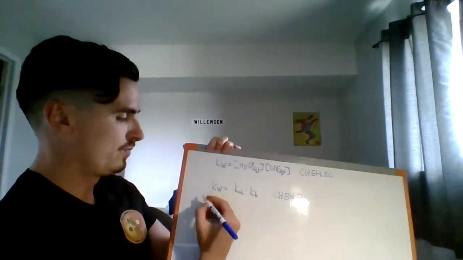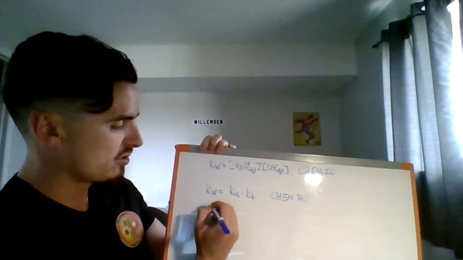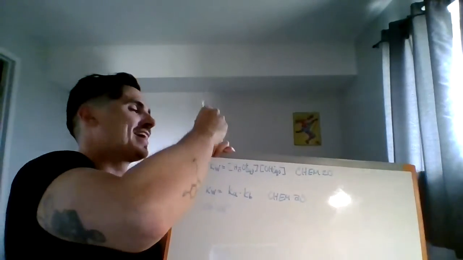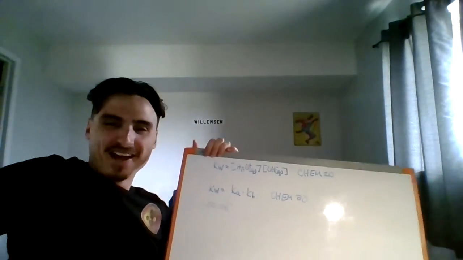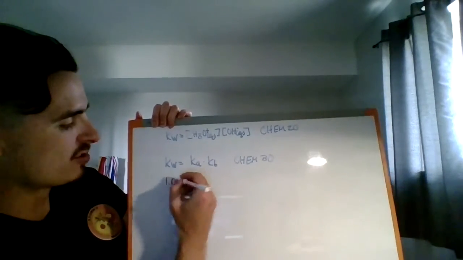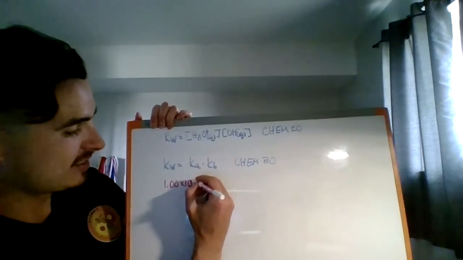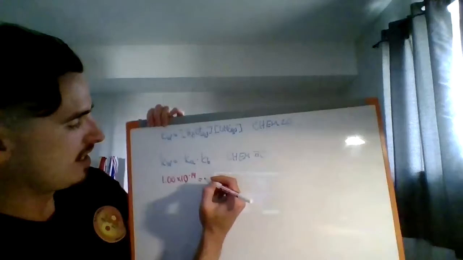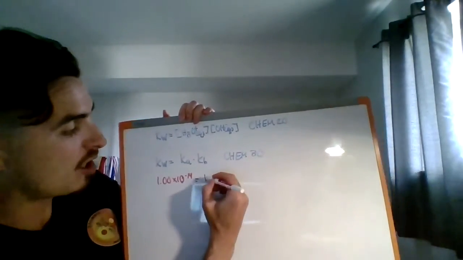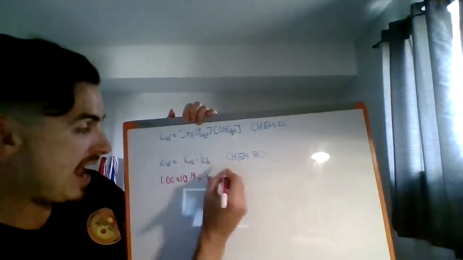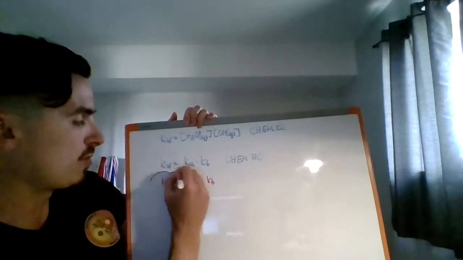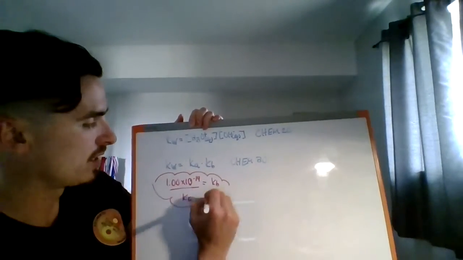Now Kw is 1.00 times 10 to the negative 14. My blue marker is fading. I've got to get some new markers. So Kw is 1.00 times 10 to the negative 14, and that's equal to Ka times Kb. Now, if I'm solving for Kb, then I have to divide both sides by Ka. And this is the formula that I'm going to use.